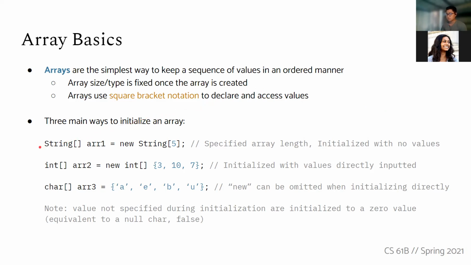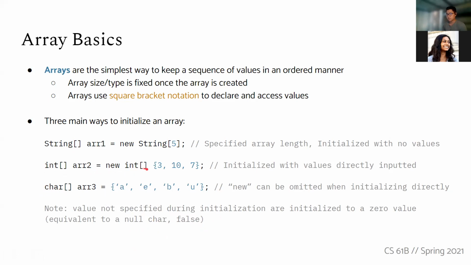Here we have a few examples of how we instantiate arrays. We have an example that uses the keyword new and then String, and within the brackets we have 5, which creates an array of length 5. In this case, it does not put any values in it. The note down here specifies that if no values are specified, then they're initialized to a zero value. In the case of integers or floating points, a zero value is a literal 0. However, for characters, strings, or Boolean values, that is equivalent to a null character, null, or false for Boolean.